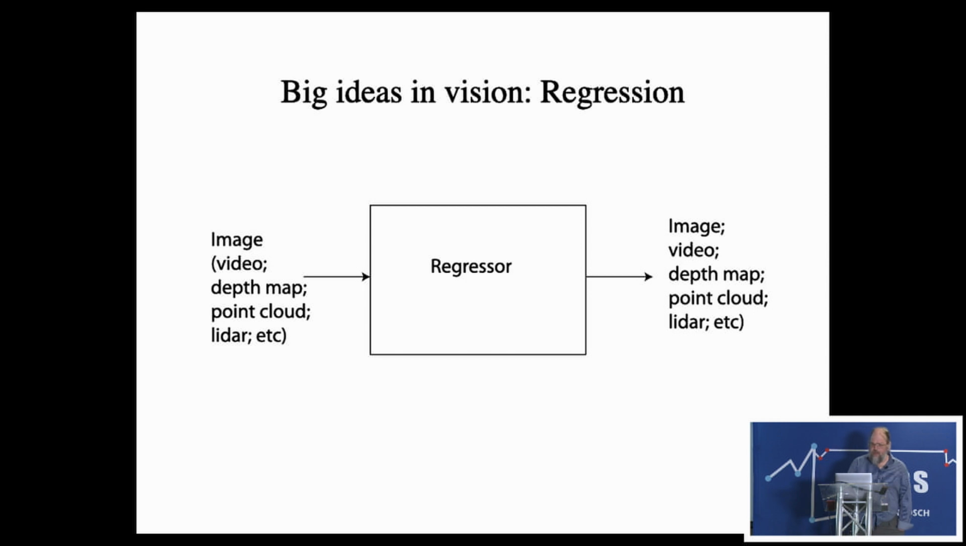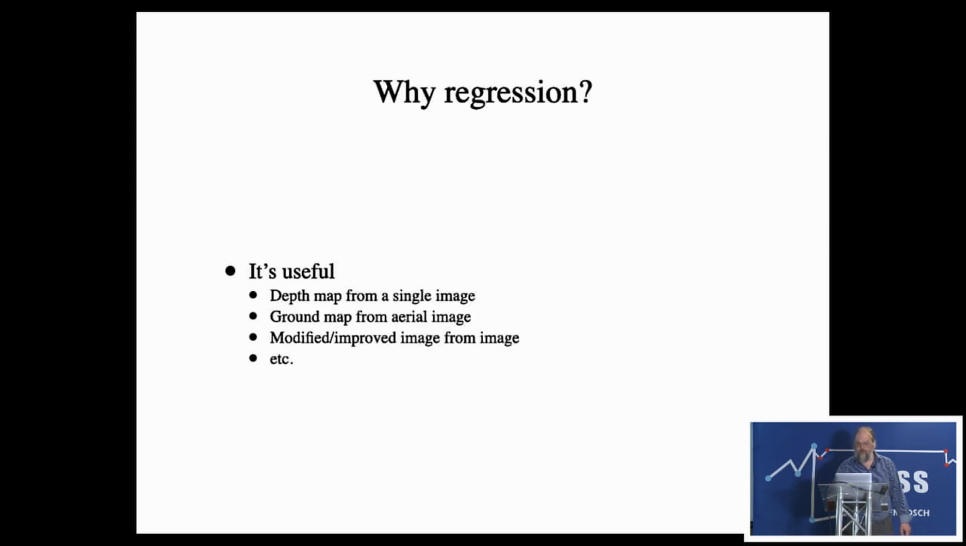So the third big idea in vision, before we deal with that, is regression. I stick an image in, and out comes an image. I stick a video in, out comes a video. I stick an image in, out comes a depth map. I stick a point cloud in, out comes a different point cloud. I stick LiDAR in, out comes an image, whatever. And these regression procedures, I make them sound straightforward. There's a great deal of work involved in what goes in the box. But conceptually, they're straightforward.